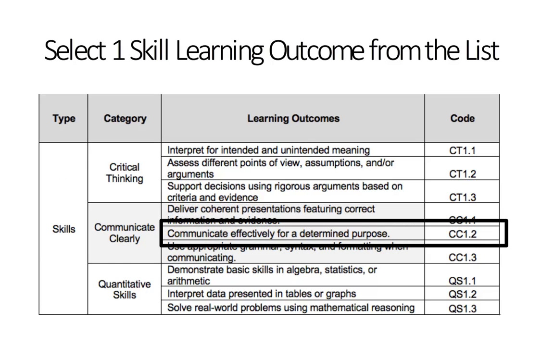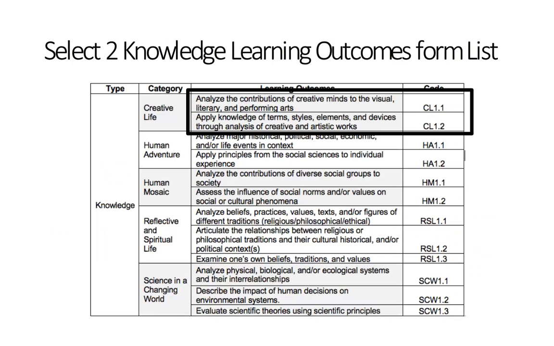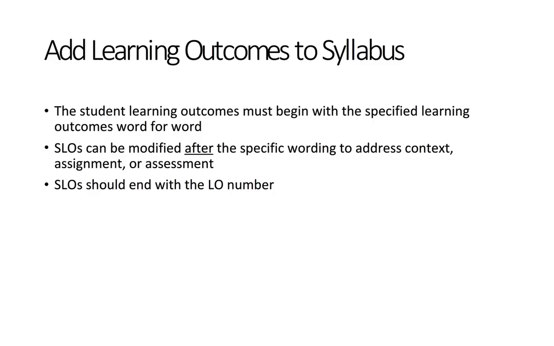The first thing to do is to select a minimum of 1 skill from the skills list. In this example, we're going to select CC 1.2, communicate effectively for a determined purpose. Next, you will need to identify your category and select 2 of the learning outcomes for that category. If there are 2, you must use both. If there are 3, select the 2 that best fit your course or assignment.